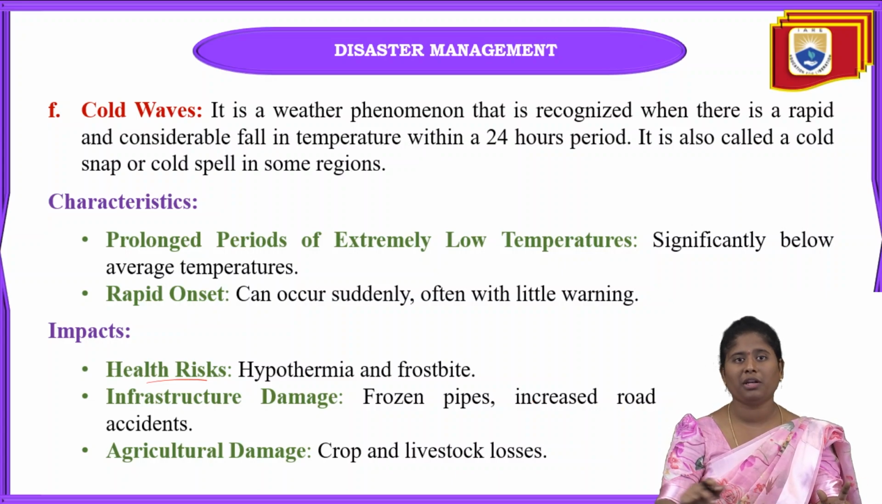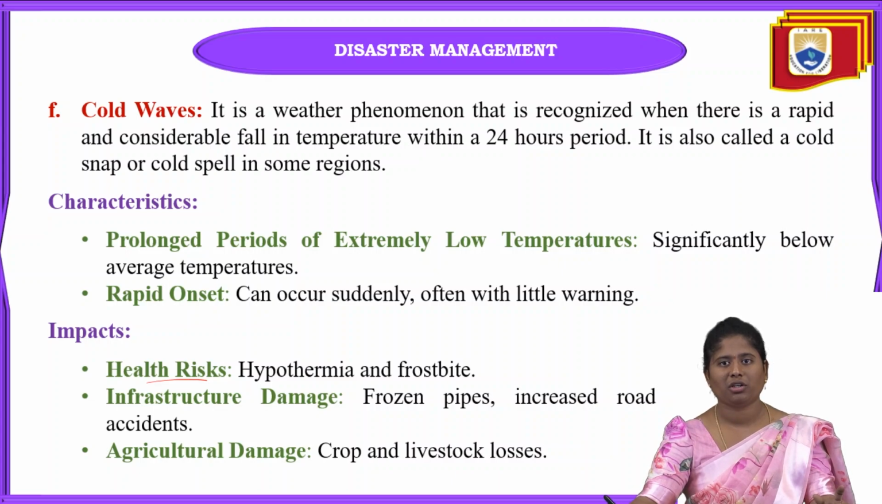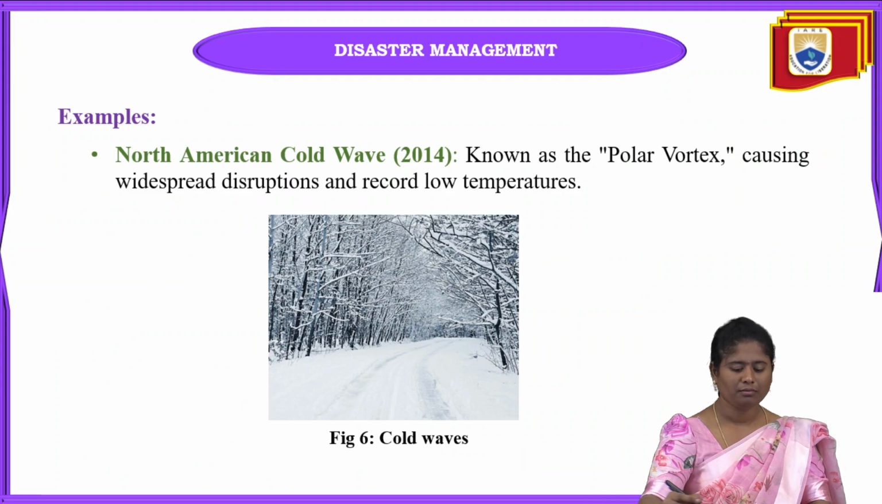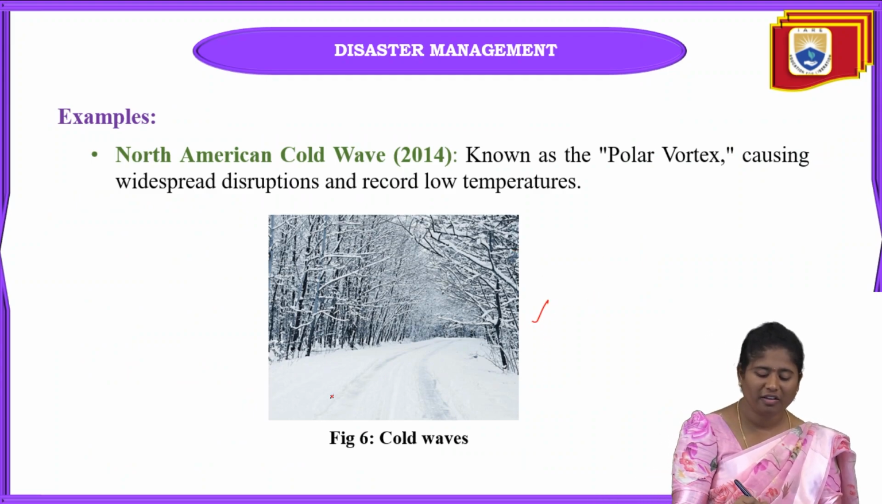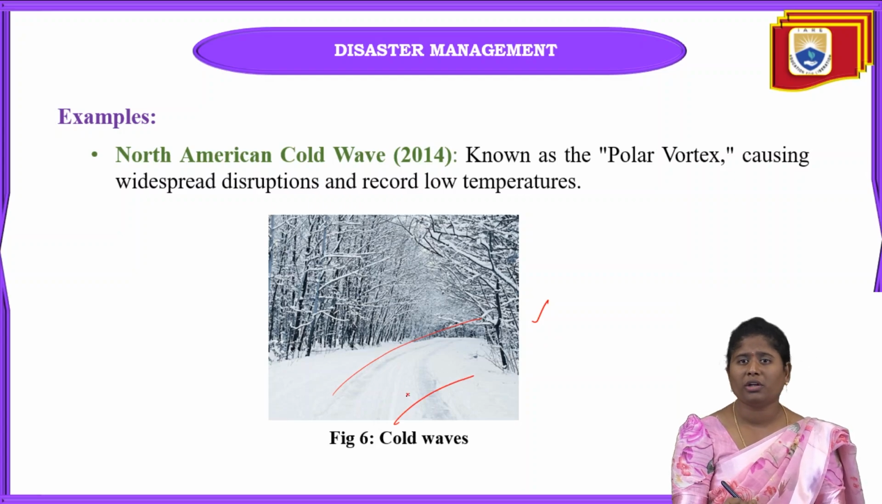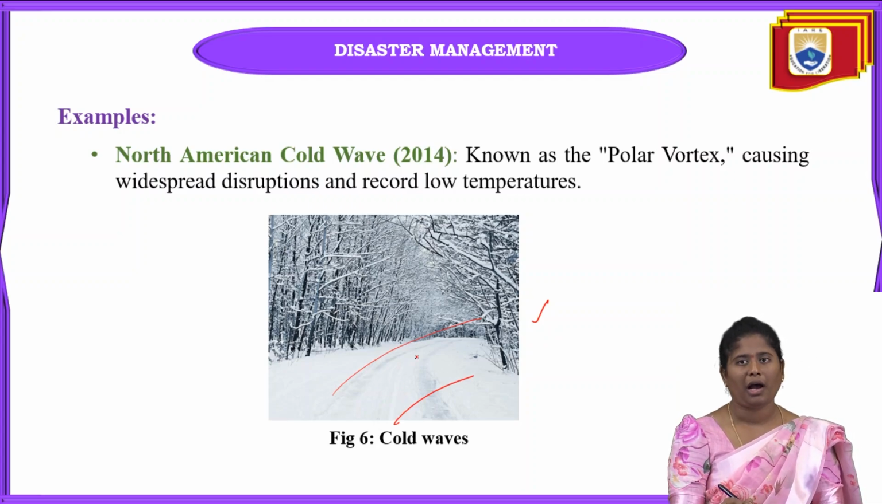Okay. And next one is agricultural damage. Because of the cold waves, there will be damage to the crops and also livestock losses here. Here you can see the picture. Because of the cold wave, you can see the road is totally filled with ice only. This will mainly cause road accidents, and it will give rise to transportation loss also.